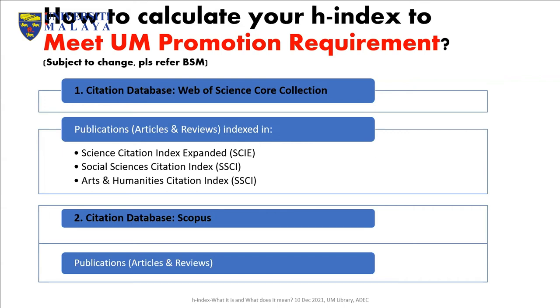Okay? The same goes for Scopus. When we refer to Scopus again, the publication is only restricted to articles and reviews, not any papers indexed in Web of Science or Scopus, but document type, articles and reviews only. Am I making myself clear? But if anything, please refer to BSM.